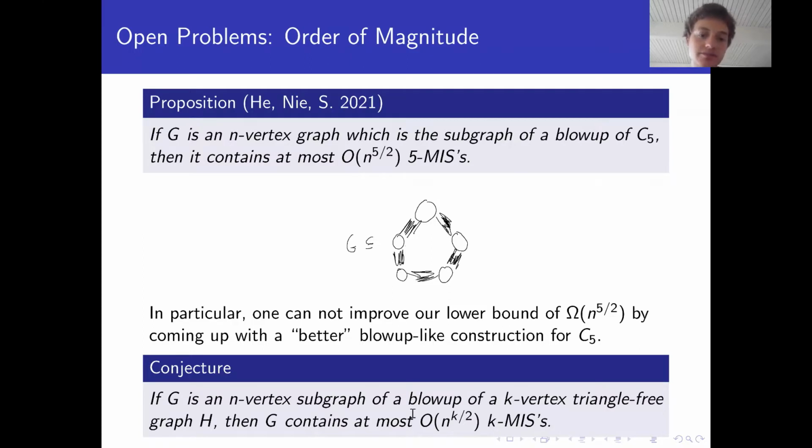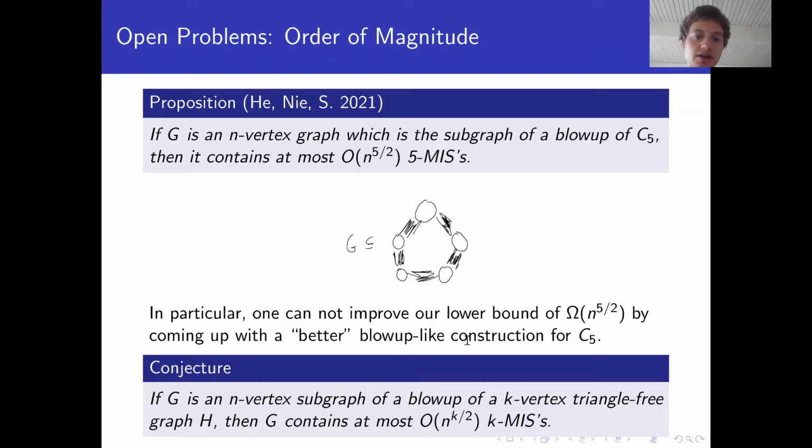We'll note that it's not hard to prove this for H a cycle. You can basically just mimic this exact proof, and that'll go through. It's pretty easy to prove this when H is bipartite. But one interesting open case is when H is the Petersen graph. Is it the case that if G is a subgraph of a blow-up of a Petersen graph, it has at most n to the 5, 10 MISs?